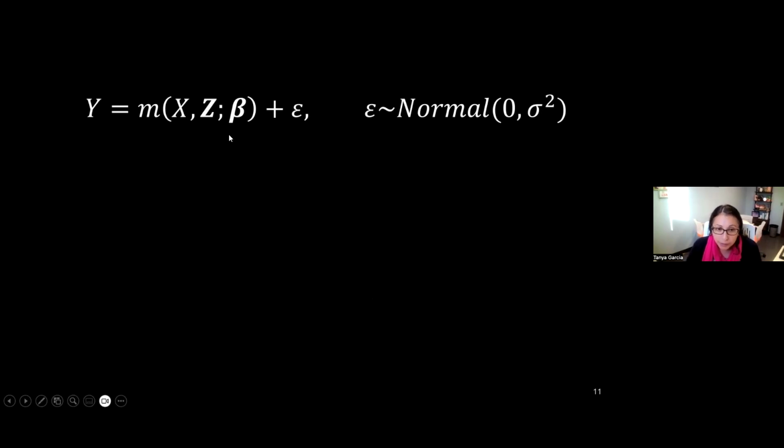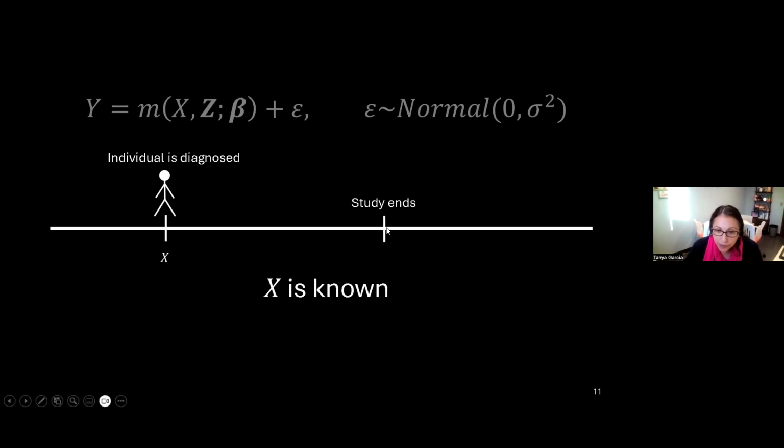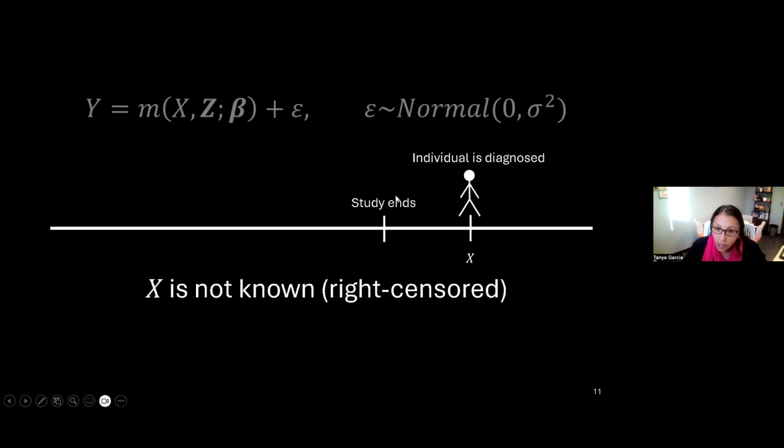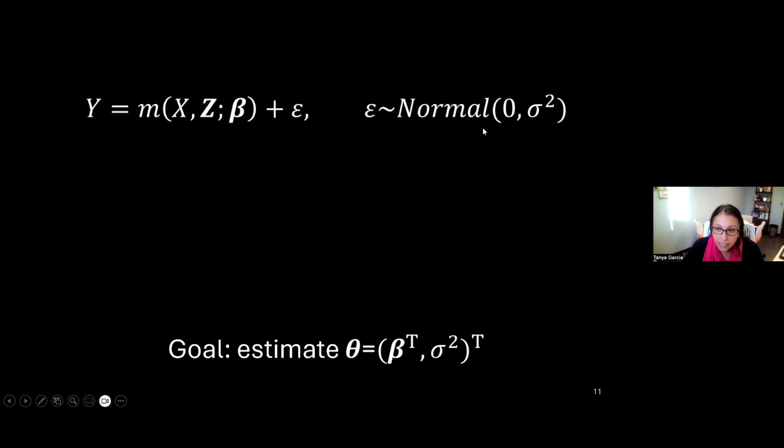In our problem here, when the individual is diagnosed before the study ends, their time to diagnosis X is known. Otherwise, if the individual is not diagnosed before the study ends, their time to diagnosis X is not known. It's right-censored. So our goal in this problem is to find a way to estimate these unknown parameters, beta and sigma squared. Basically, can we find a way to estimate theta when we don't always know X?